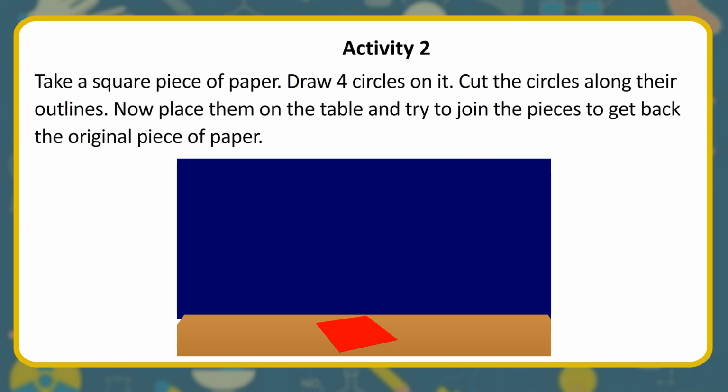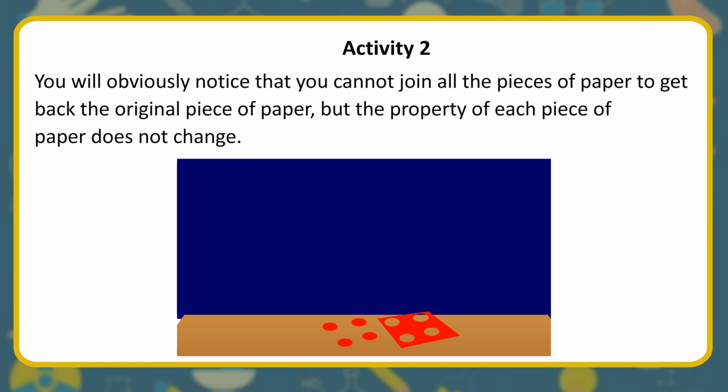Activity. Take a square piece of paper. Draw 4 circles on it. Cut the circles along their outlines. Now place them on the table and try to join the pieces to get back the original piece of paper. You will obviously notice that you cannot join all the pieces of paper to get back the original piece of paper, but the property of each piece of paper does not change.